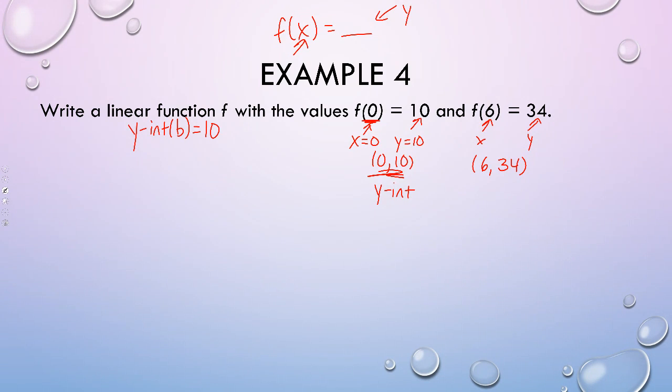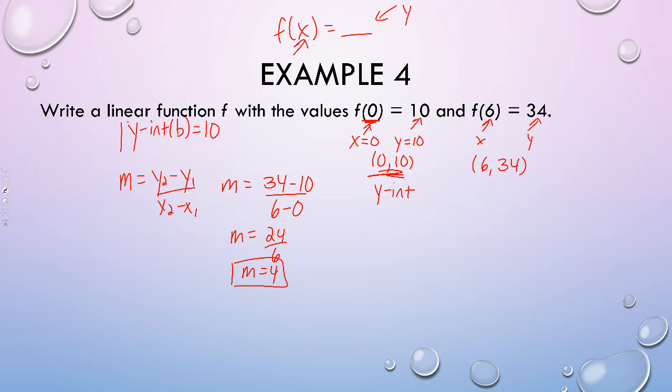Have to find the slope. How do I find the slope? Use your slope formula, y2 minus y1 over x2 minus x1. So my slope, y2, is going to be 34 minus my y1 minus 10 over 6 minus 0. So your slope is 24 over 6, which is just equal to 4. There's my slope. We found our y-intercept. Write it in slope-intercept form. Just plug it in, m and b. Y equals 4x plus 10.